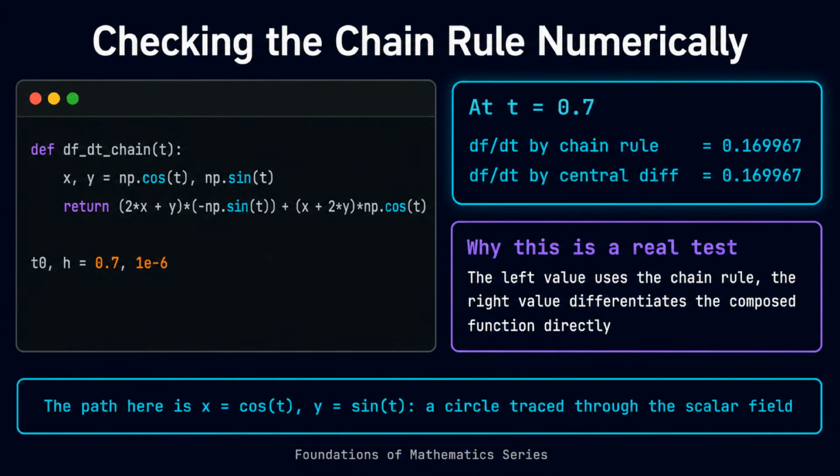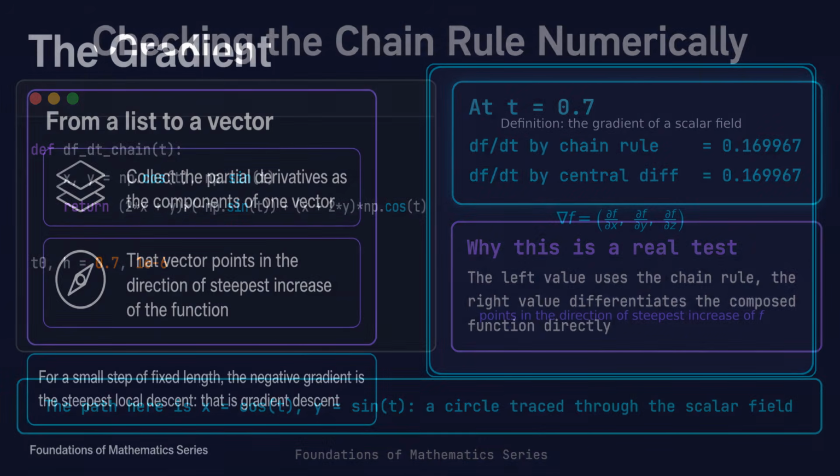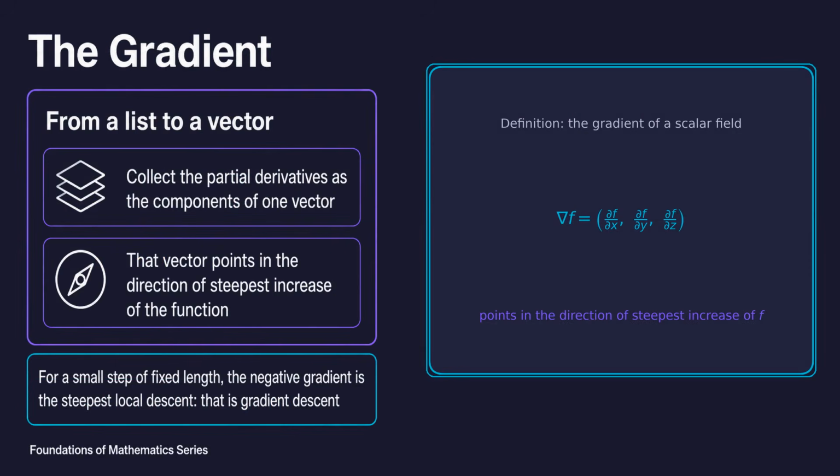One combines the partial derivatives with the path velocities, while the other never forms a partial derivative at all and simply applies a central difference to the composed function. Once you have the partial derivatives, it is natural to stop treating them as a list and start treating them as a vector. The gradient of a scalar field f is the vector whose components are the partial derivatives with respect to each coordinate, written with the nabla symbol.